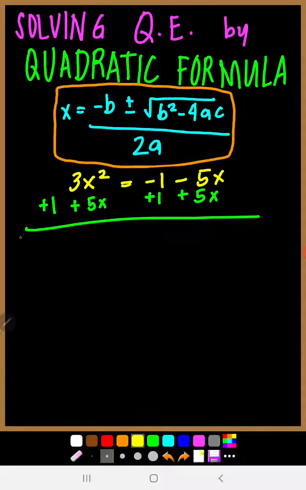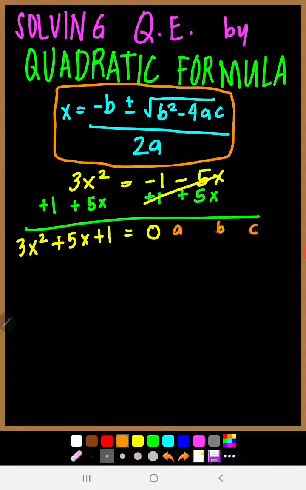This will give us 3x squared. We put first the linear term, which is 5x, and then the constant term, plus 1. So this is already equal to 0, and this is our quadratic equation in standard form. And then we identify our a, our b, and our c. Our a is equal to 3, our b is equal to 5, and our c is equal to 1.